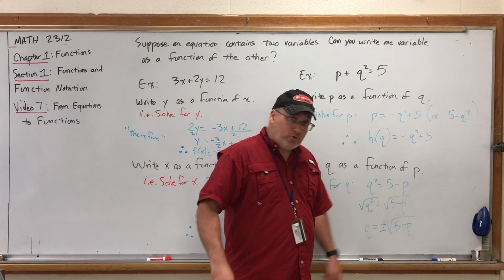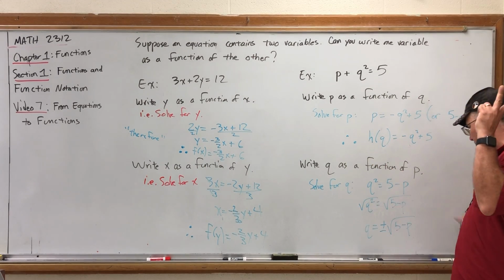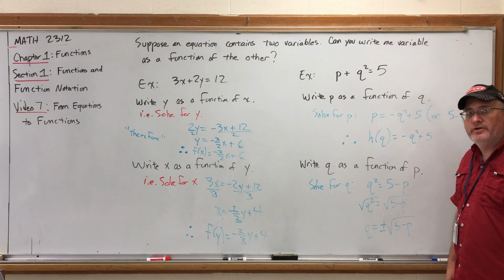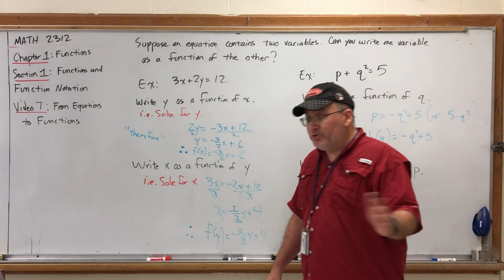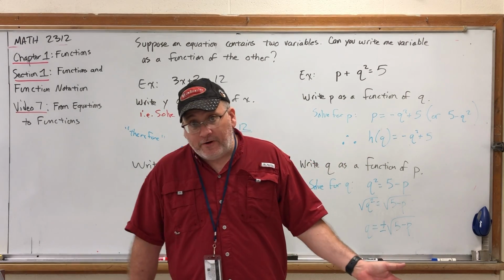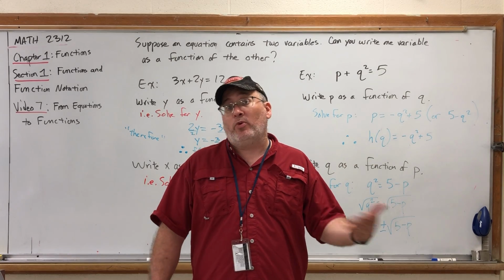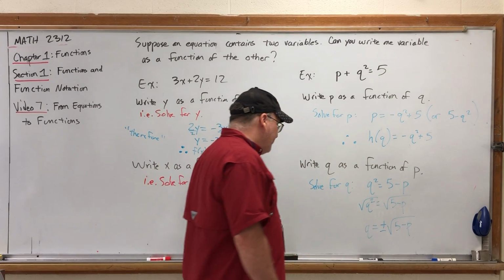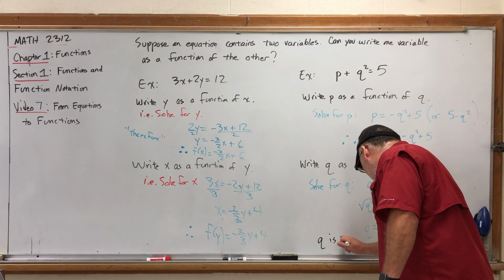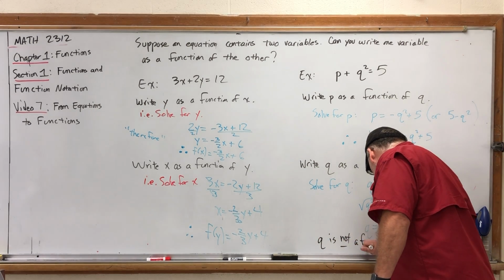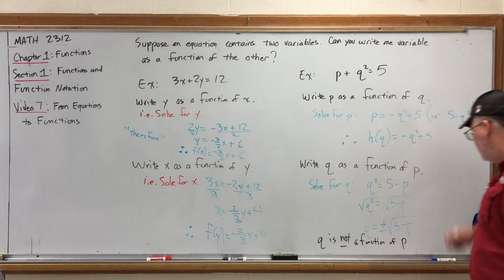That won't happen here because of the plus minus. For example, if p equals 1, 5 minus 1 is 4, the square root of 4 is 2, then I stick a plus minus on it. So when p equals 1, q simultaneously equals 2 and negative 2. But to be a function, it can't be two outputs for one input. It can't be two range values for one domain value. This is not a function. Q is not a function of p because of that plus minus.